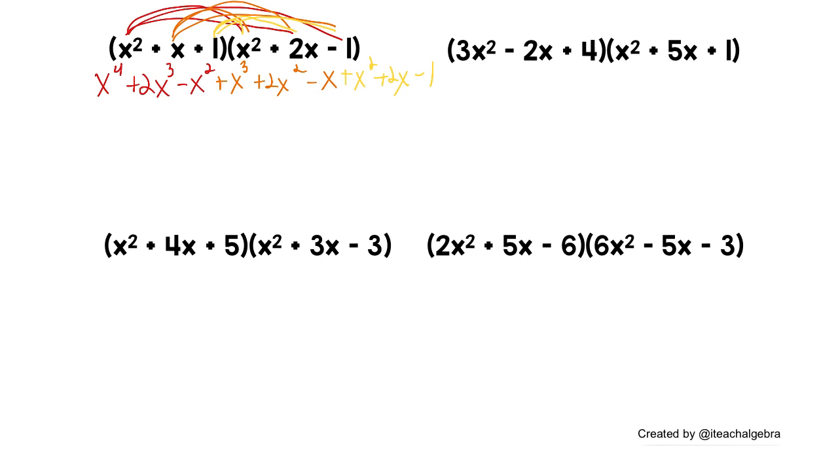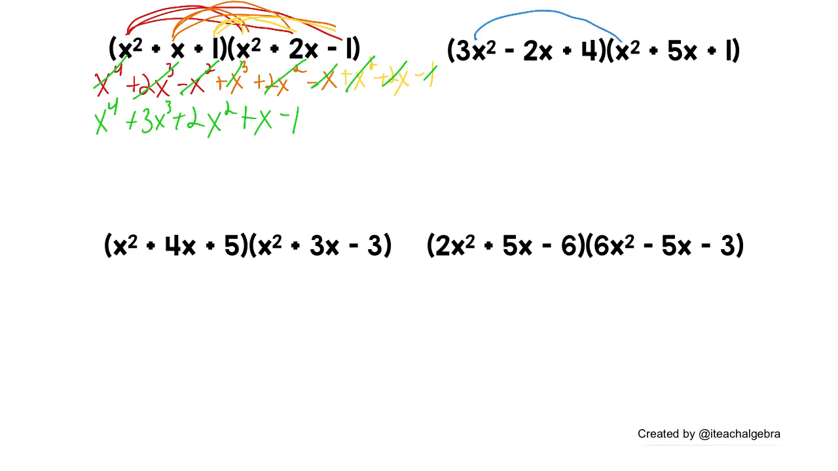Now we combine like terms. X to the fourth is the only one. 2x cubed plus 1x cubed is plus 3x cubed. Negative x squared plus 2x squared is 1x squared. Plus 1x squared is plus 2x squared. Negative x plus 2x is plus x minus 1. Whew, that's a lot. Let's do the next one.